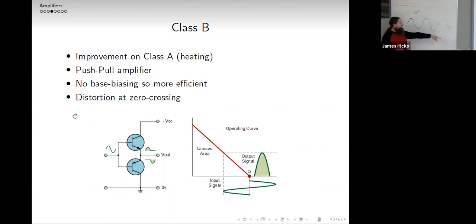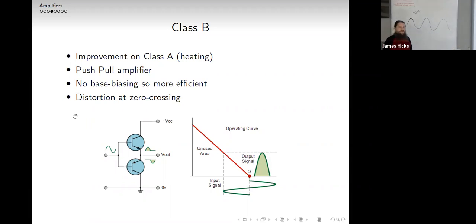The double transistor is also why this is called a push-pull amplifier. When one of them's not working, the other is. Like clip-on toe clips for a bike, clipped into your pedals. When one foot is pushing down, the other can actually be lifting up. Push-pull. That's kind of what's going on here.